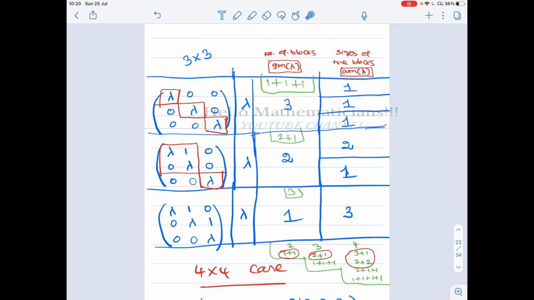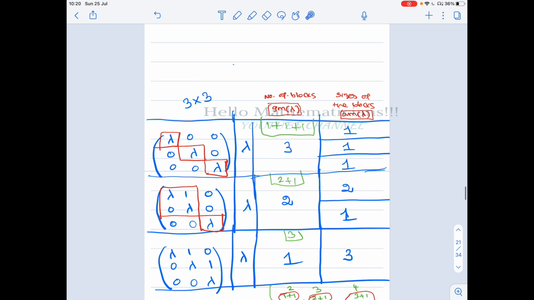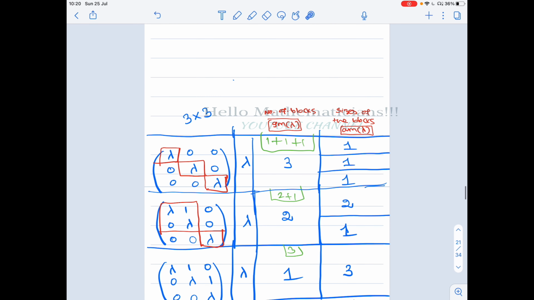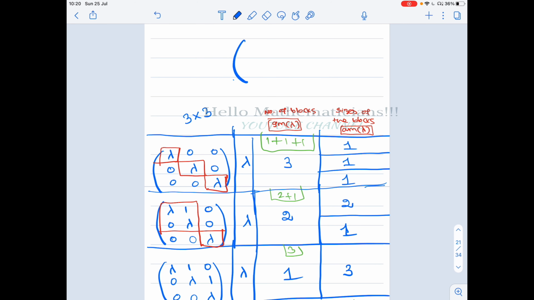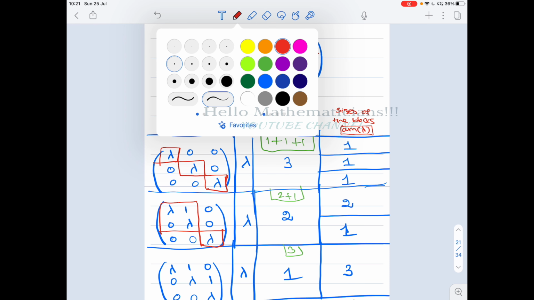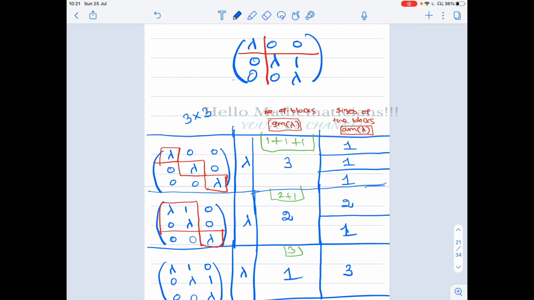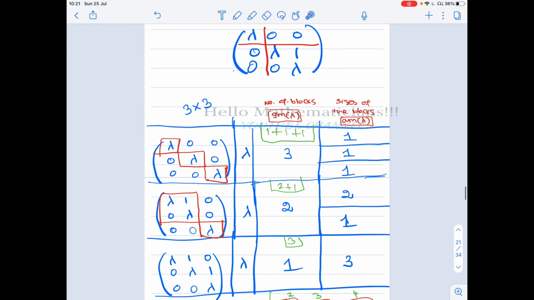Maybe there is one more 3 by 3 Jordan matrix. That is given by lambda 0 0, 0 lambda 1, 0 0 lambda, sorry. This 3 by 3 Jordan matrix whose eigenvalues are all equal is not listed here, if you noticed.